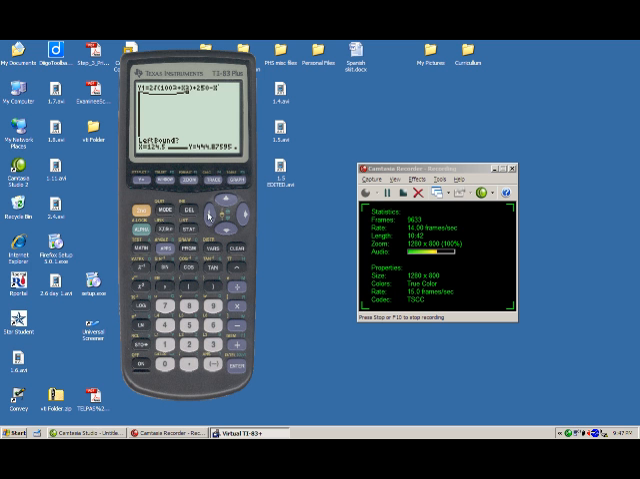Okay, so I need to go all the way to the left. Enter. Go all the way to the right. Enter. Enter for the guess. So we get this answer.